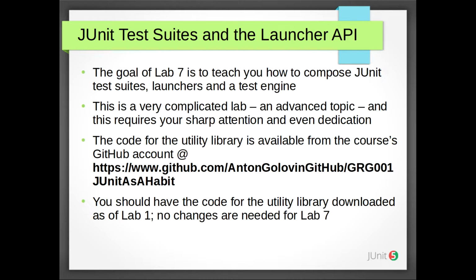The goal of Lab 7 is to teach you how to compose JUnit test suites, launchers, and a test engine. This is a very complicated lab, the most advanced topic of this course, and this requires your sharpest attention and even utmost dedication. The code for the utility library is available from the course's GitHub account at https://www.github.com/AntonGitHub/GRG-001 JUnit as a habit.